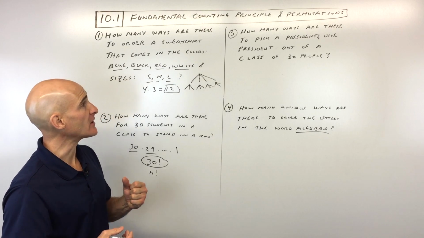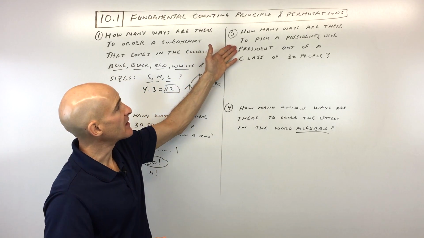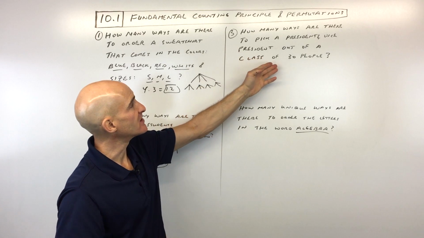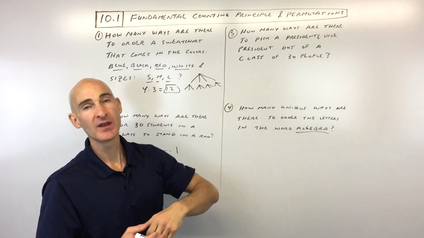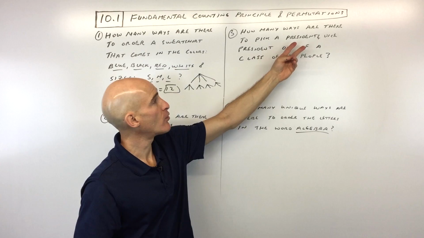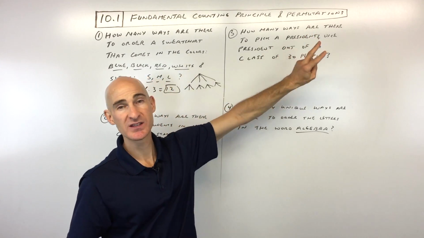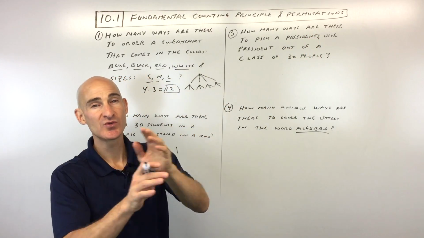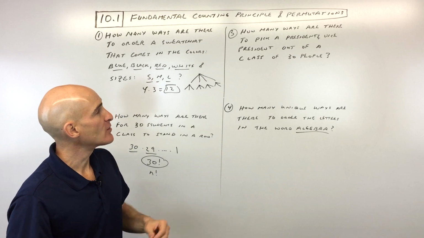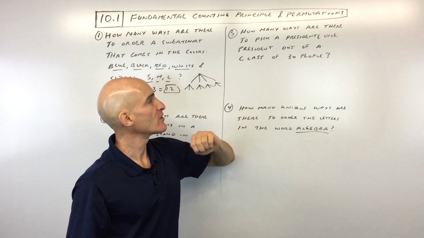Okay, how about number 3? It says, how many ways are there to pick a president and a vice president out of a class of 30 people? Okay, so now here you can see the order is important, because if you switch those two positions, president and vice president, the two students would have a different job. But how would you do that one? So what do you think?